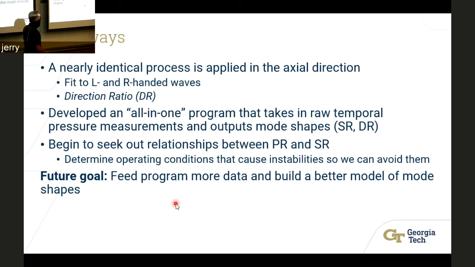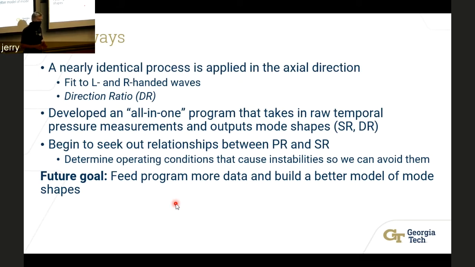The main takeaway from this project is that we can develop an all-in-one program that takes raw pressure measurements and computes the actual mode shapes. It's also worth noting that there is an identical process for the axial mode. That process involves fitting, instead of a cylindrical wave equation in 3 dimensions, left-handed and right-handed waves, because of the axial motion you have for the instability mode.